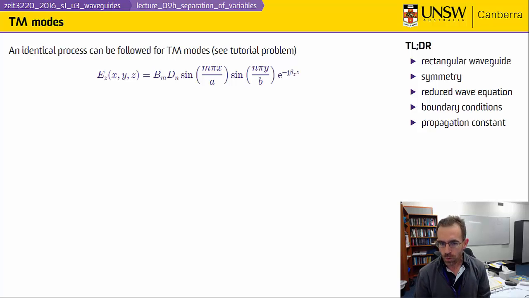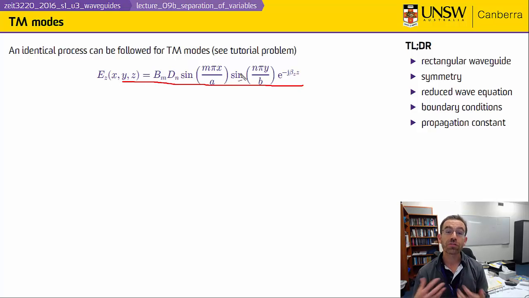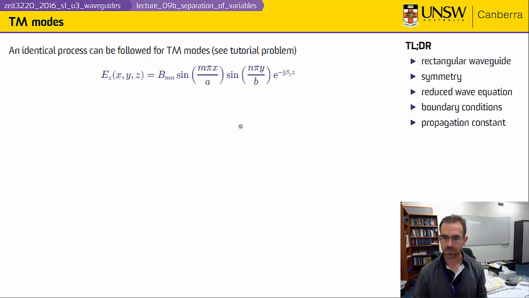After you go through those processes, the TM modes will give a z component of the electric field given by this expression. You'll notice that whereas in the TE modes, the magnetic field z component varied by cosine and cosine, in the TM modes, the z component of the electric field varies like sine and sine. So they're fundamentally different in their nature. As with the TE modes, we'll have a single coefficient that corresponds to the mnth mode, and so we would call each of these modes the TM mn mode of the waveguide.